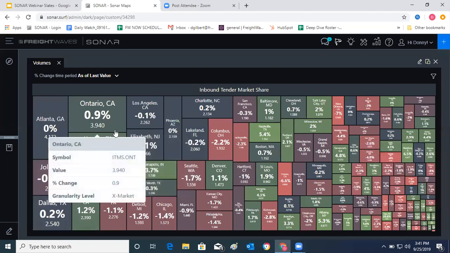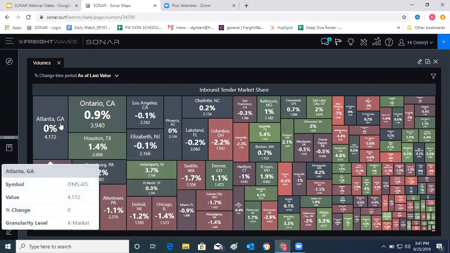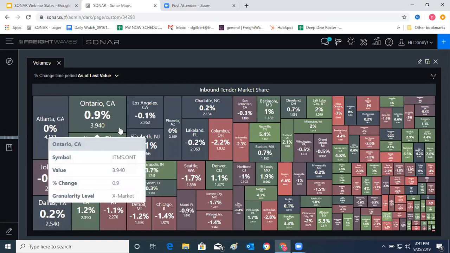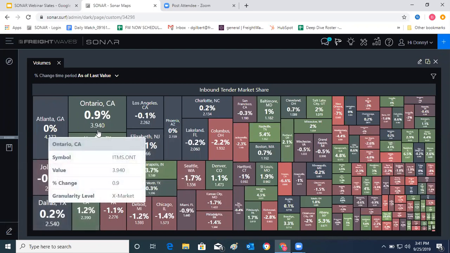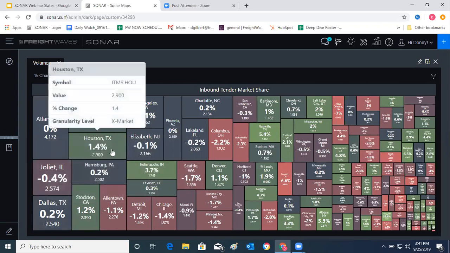We were looking at outbound earlier, which is where the freight is out of, and our inbound is where all the freight is going to. So 4.17% of the freight in the U.S. is being delivered into the Atlanta market. 3.94% is being delivered into the Ontario, California market, and 2.9% being delivered into the Houston market.